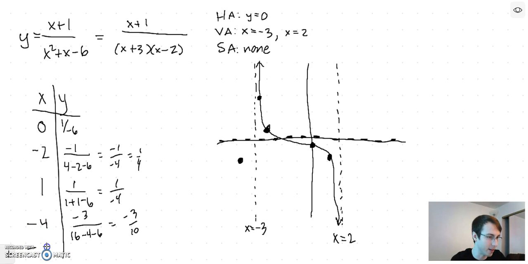Let's plug in negative 10, maybe. At negative 10, it goes to negative 9 over 100 minus 10 minus 6, which is negative 9 over 84. So that's even less than 3/10. So now at like negative 10, we're going to be all the way over here if we continue it like that. So this is going to end up looking something like that.